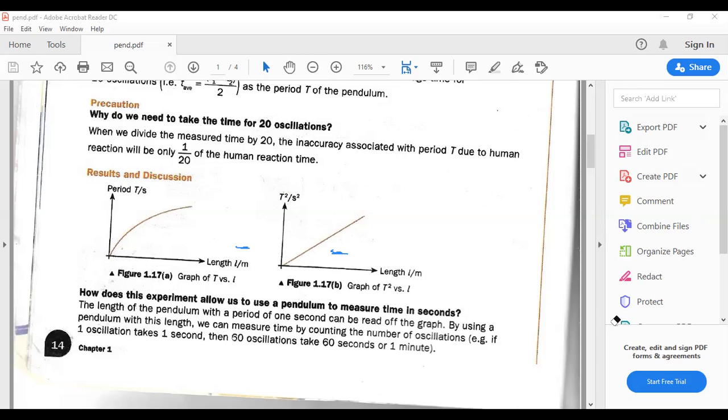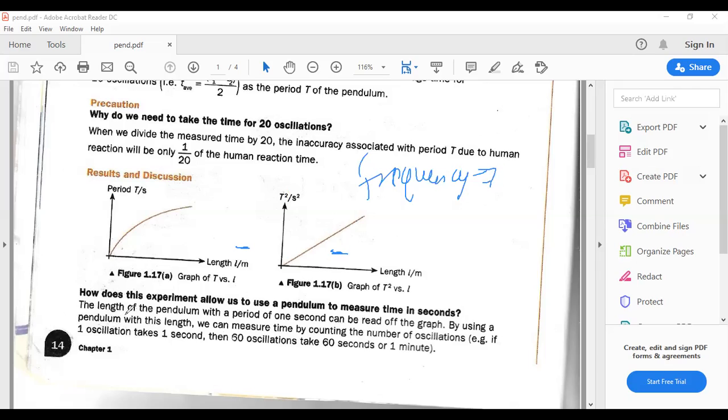Now, what is the unit for frequency? Can anybody tell me the units for frequency? Any idea? We learned that time period is inversely proportional to frequency, right? Yes, very good.